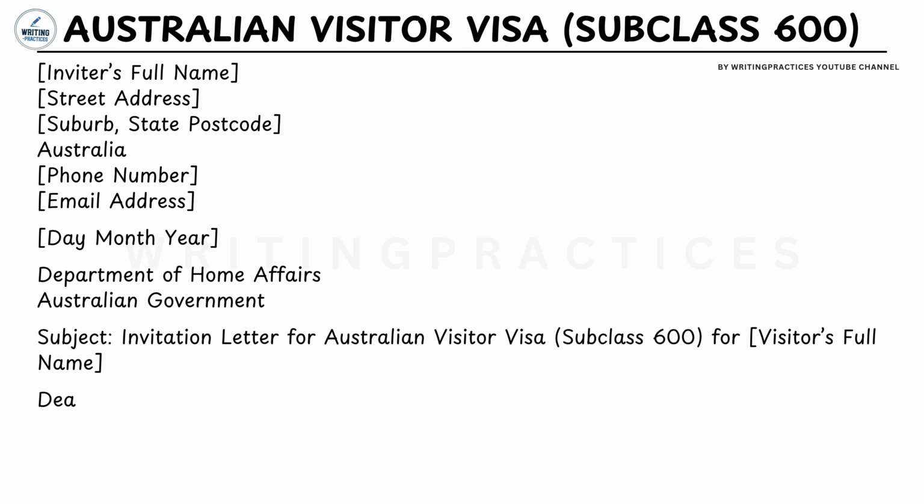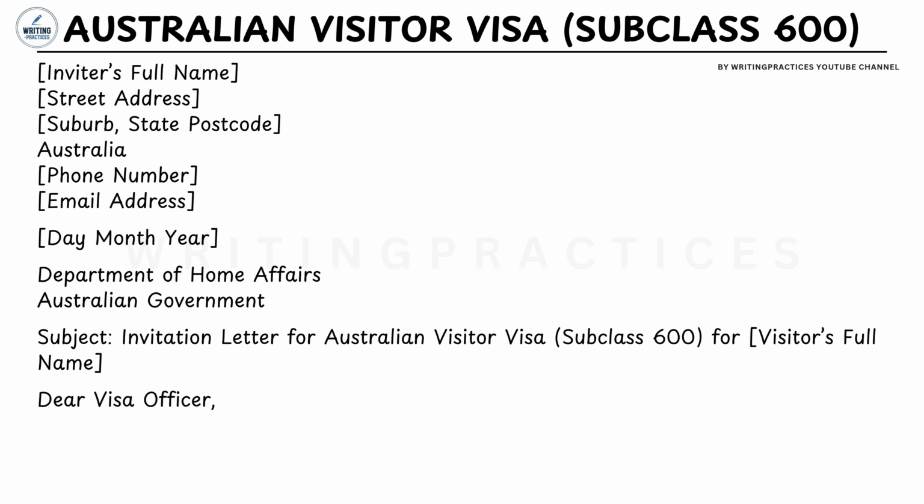Salutation. Example, Dear Visa Officer. This is the opening greeting of the letter. It introduces the formal communication and shows that the letter is intended for immigration assessment. A proper salutation keeps the letter professional and appropriately structured. Keep this section simple and formal.